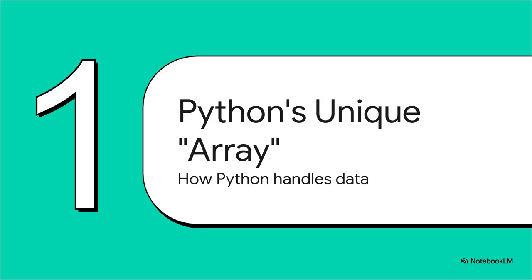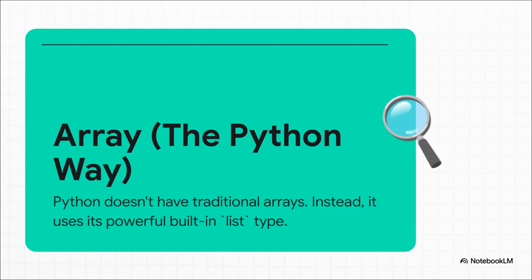Okay, let's dive into this. This is where Python's solution comes into play. It's really elegant, but honestly, it's also a common point of confusion for beginners because Python's just a little different. So here it is, the most crucial point you need to remember. Python doesn't really have a traditional array like other languages. Instead, it uses its super flexible and powerful built-in list. So when you hear someone say array in the context of Python, just think list. It's the tool for the job.